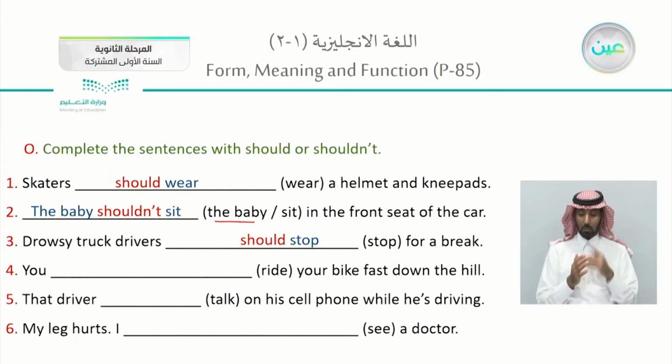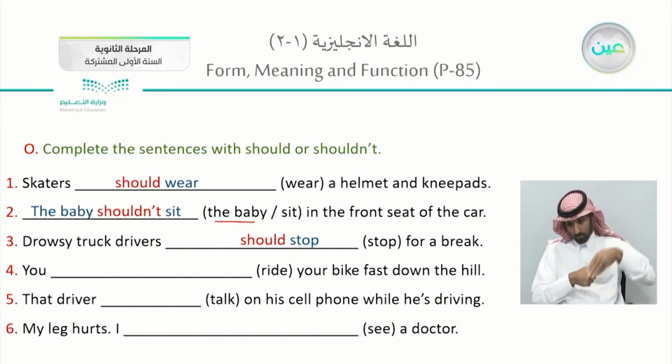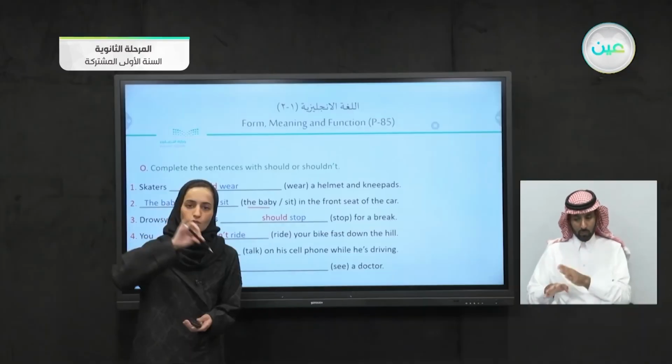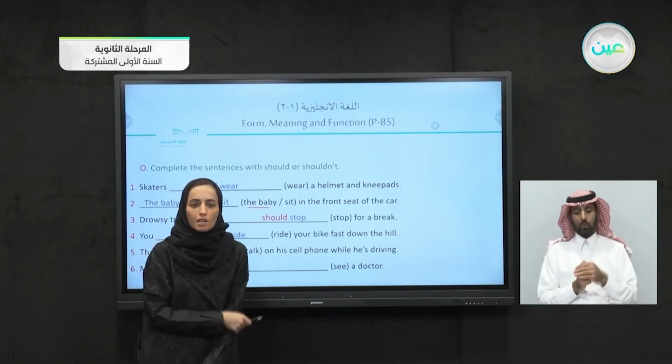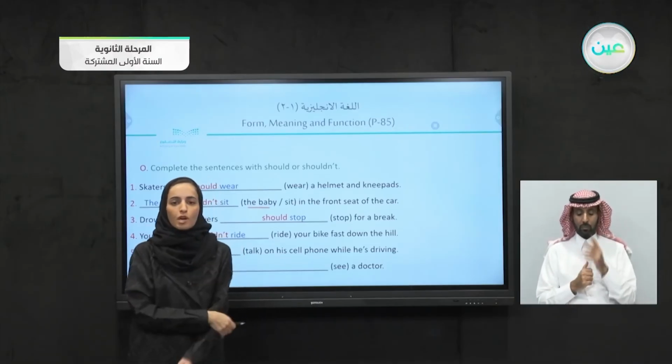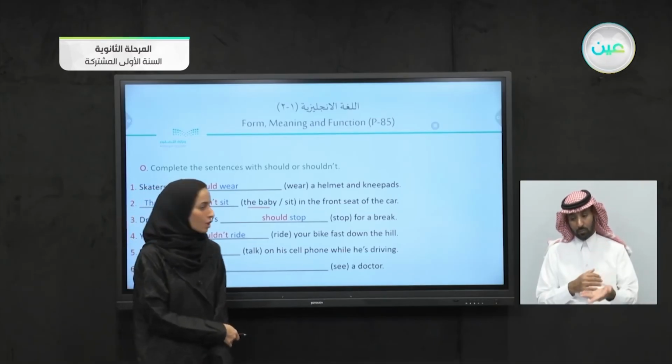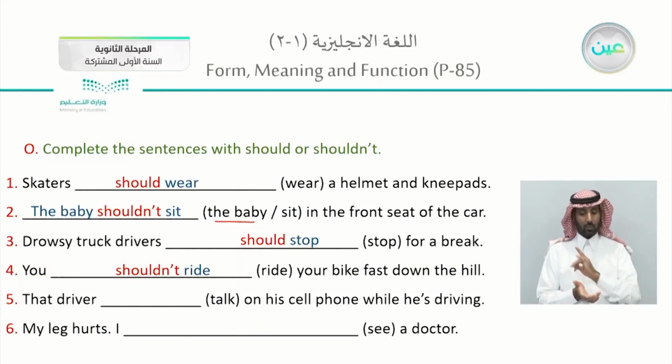You ride your bike fast down the hill. What about riding down the hill? Here we're having you shouldn't ride your bike down the hill because it's a kind of a slope. You might fall. Unless it is straight, don't drive or ride your bike. You might fall and slide. You shouldn't ride your bike fast down the hill.